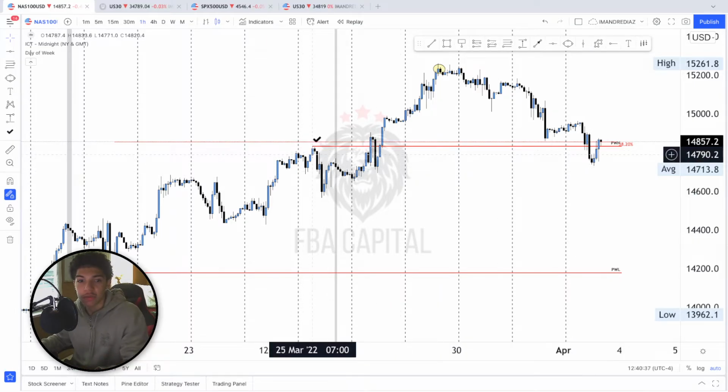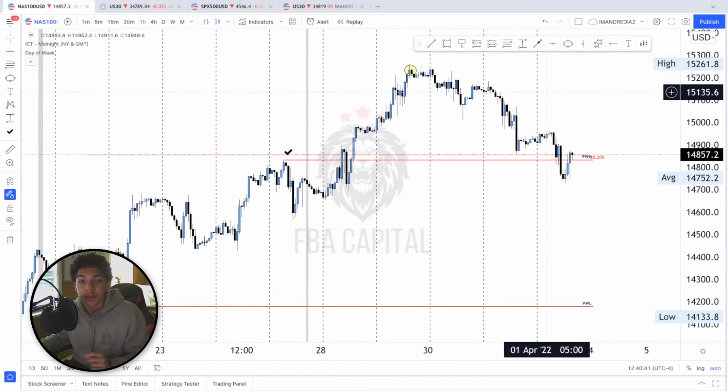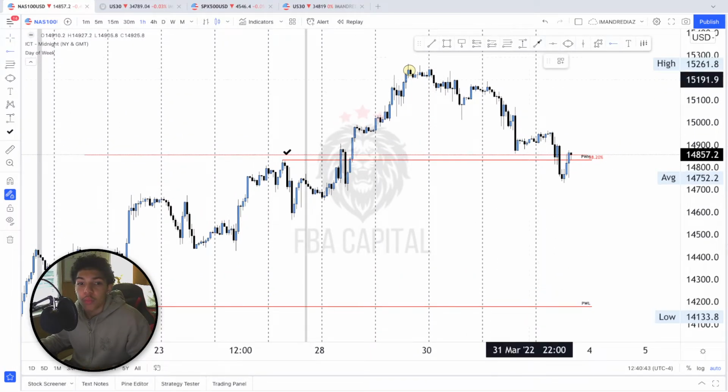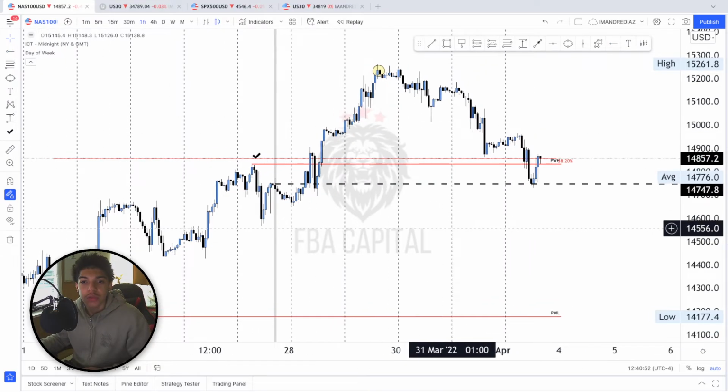I'm going to take this off just so I know where the fib is drawn. The fib is drawn from this low to this high. And now we're going to also mark up where the week candle opened up. And it opened up right here. So this is where the market opened.